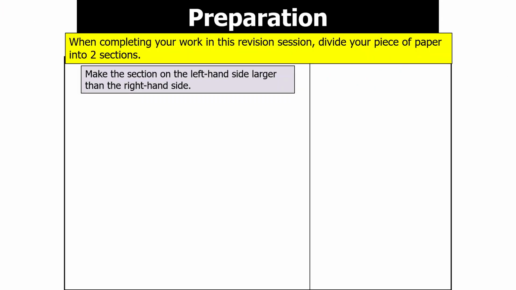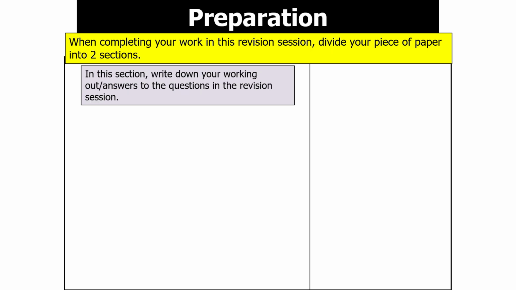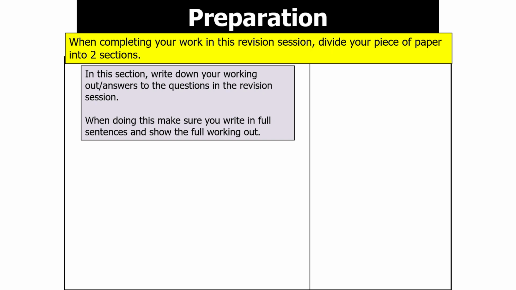When you complete your work in this revision session, divide your piece of paper into two sections. Make the section on the left hand side larger than the right hand side. In the left hand side section, write down your working and answers to the questions in the revision session. Make sure to write your answers in full sentences and show your full working out.